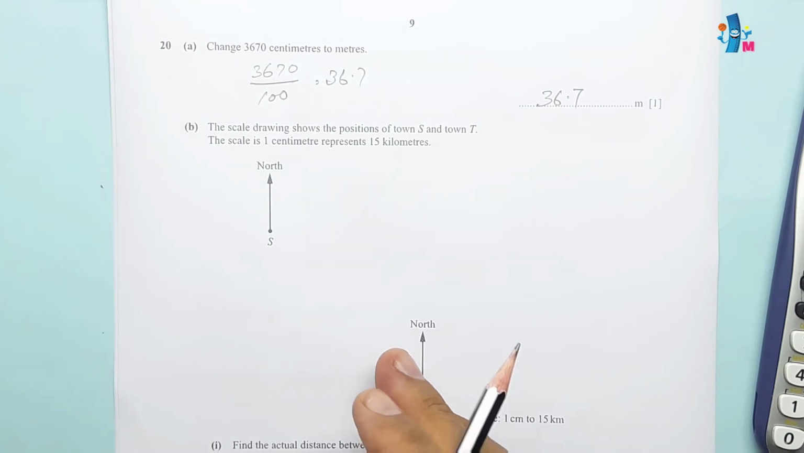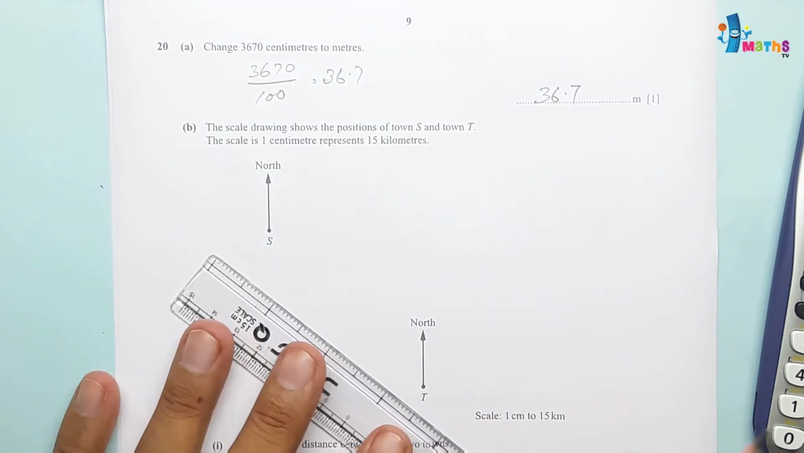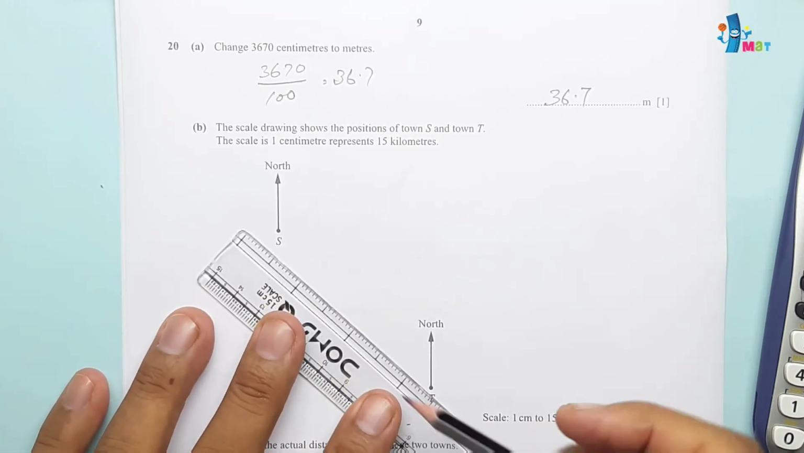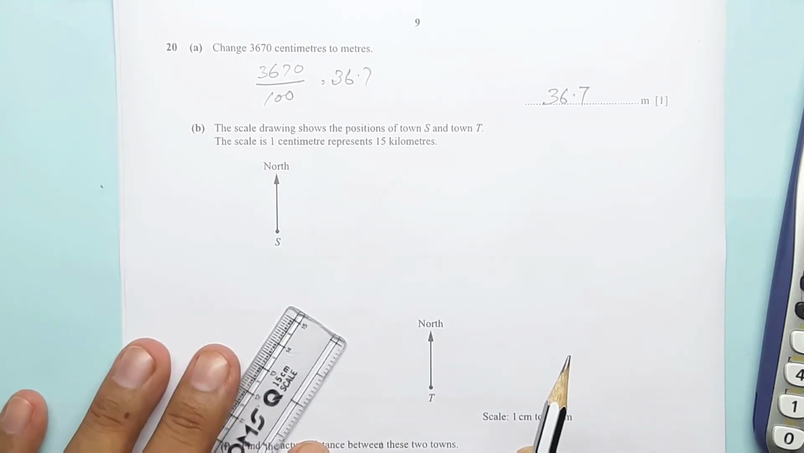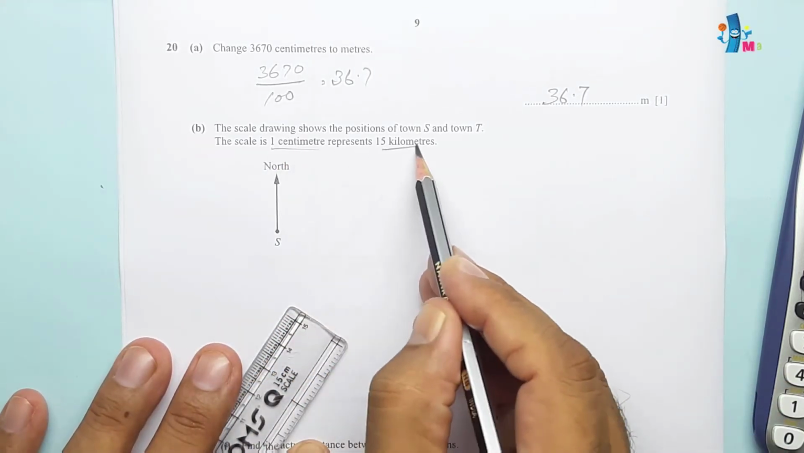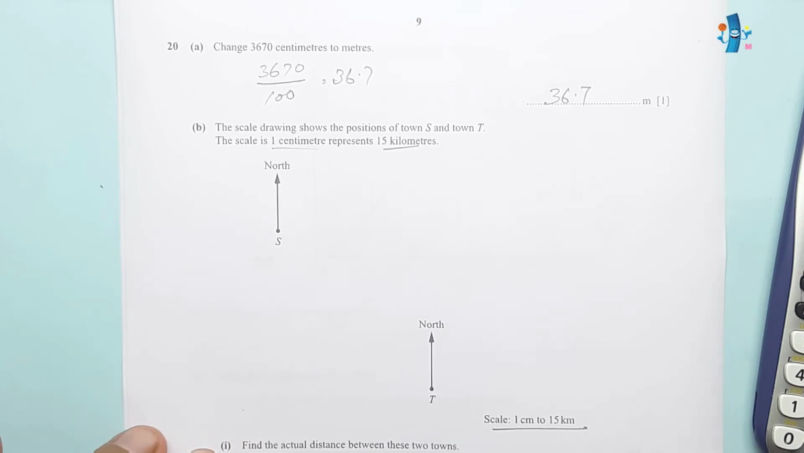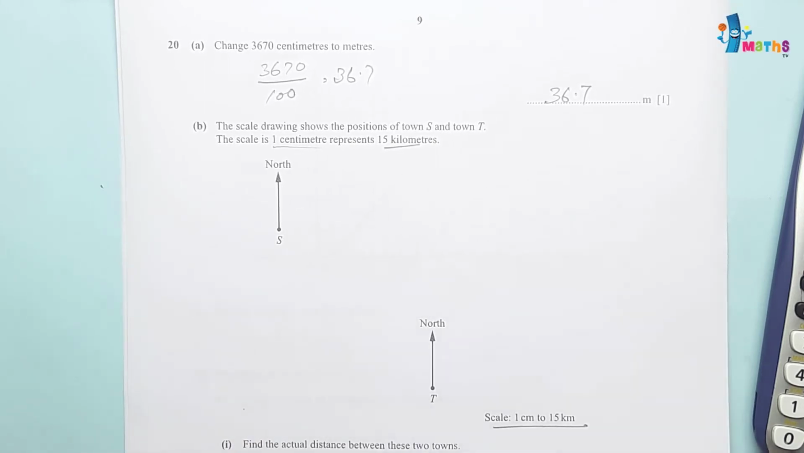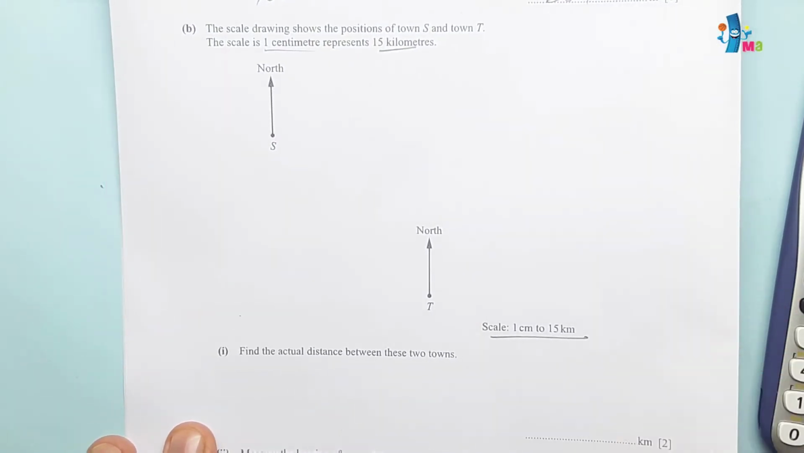36.7. B part, the scale drawing shows the positions of town S and T. These are S and T towns. The scale is 1 centimeter represents 15 kilometers, and the scale is given over here also. 1 centimeter is equal to 15 kilometers. And part 1, they are asking to find the actual distance between these two towns.